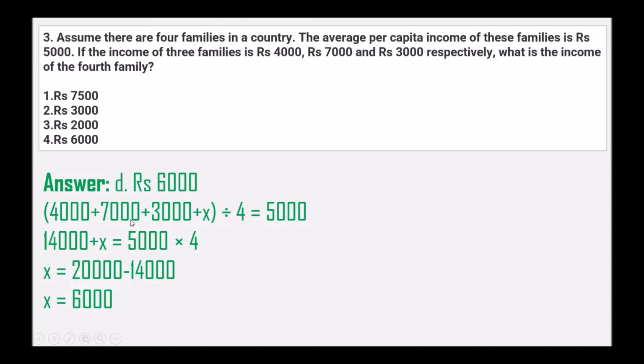We will add all the incomes, that is 4,000, 7,000, 3,000, and for the 4th family we don't know, so we will take X. We will divide this by 4, so we will get 5,000. So 14,000 plus X equals 5,000 into 4. So we will find X, that is 20,000 minus 14,000. So the answer is 6,000.